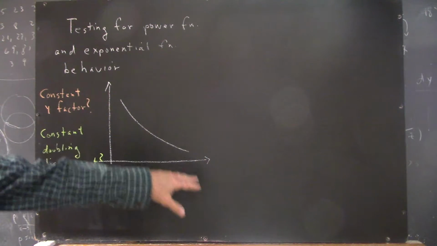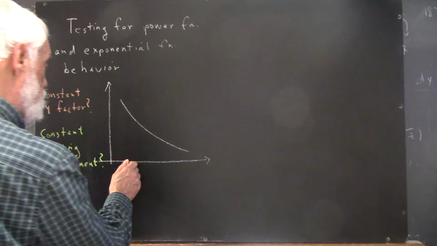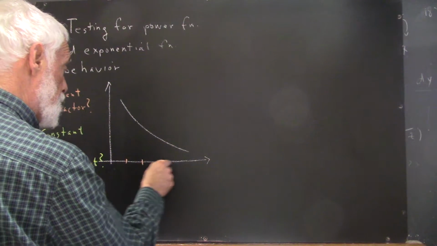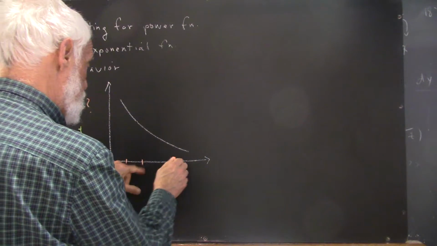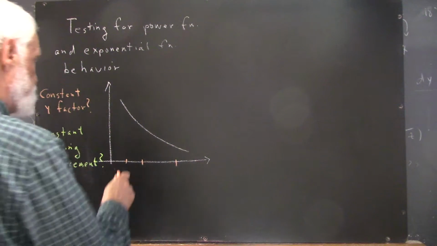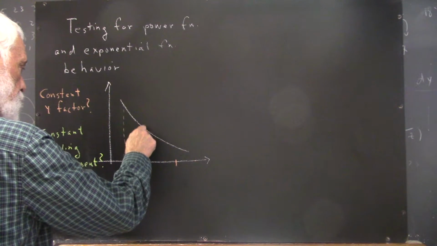Now I've just drawn a curve here, and I intentionally tried to draw it so it's neither a power function nor an exponential function. Let's see if I succeeded. Okay, so do we have a constant y factor? In order to test for the y factor, we create a sequence of doubling x values. Let's see, if we double that, we get out to here.